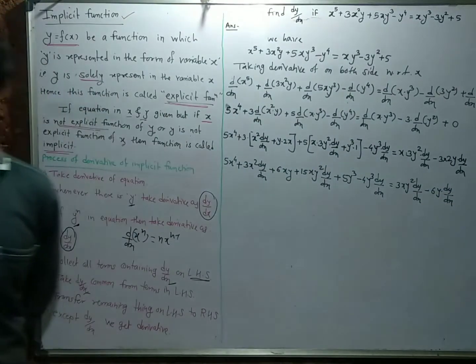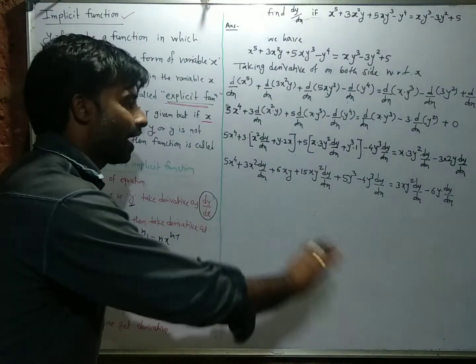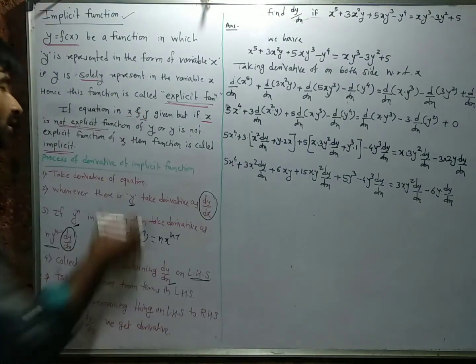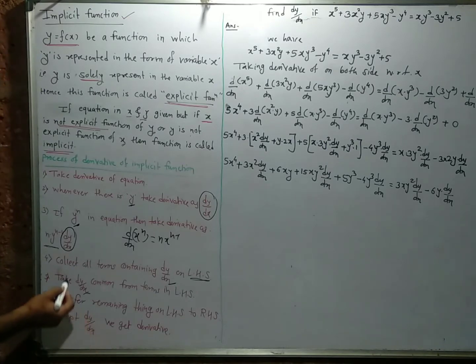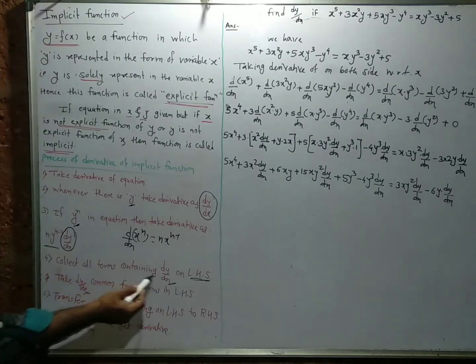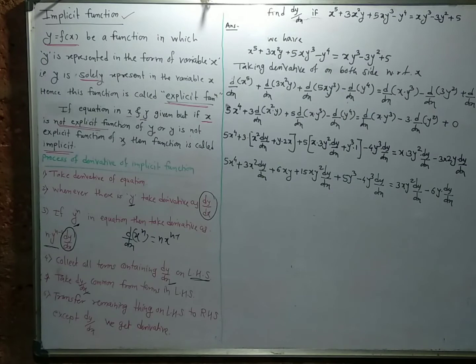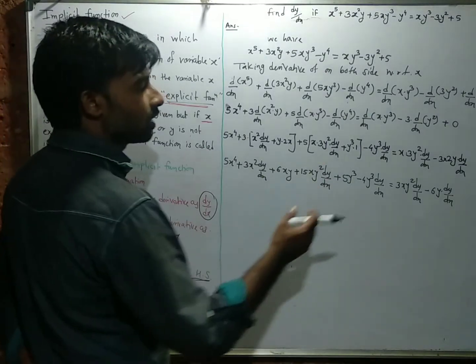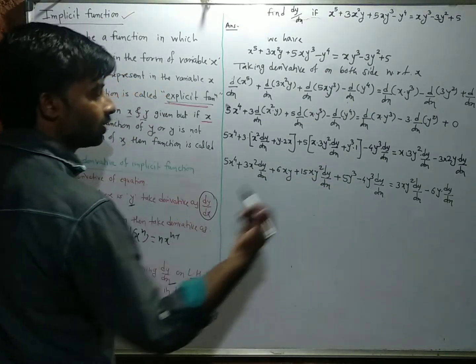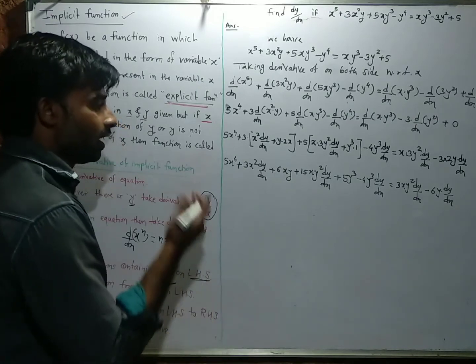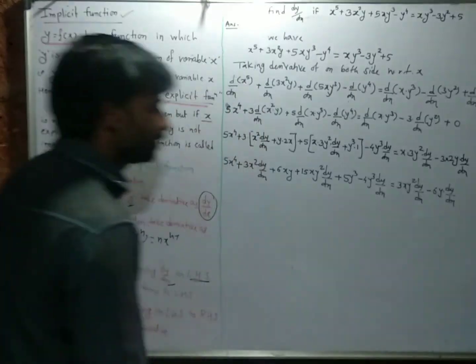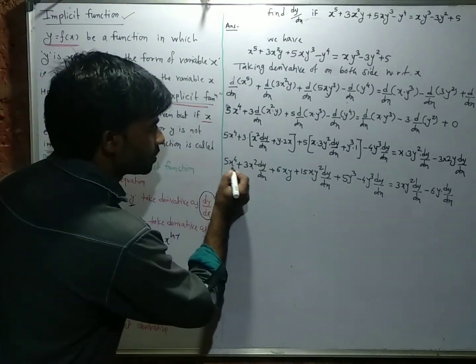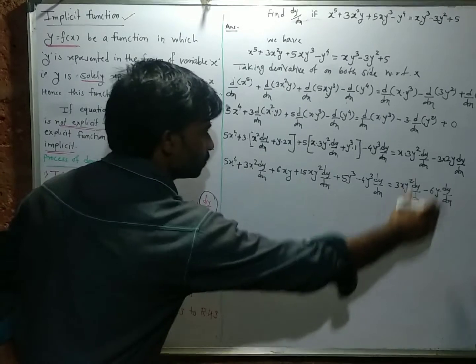That means we have to take the derivative of each term as we would for a normal equation, that means an explicit function. Then the next step is to collect the terms containing dy by dx on the LHS. Those terms which contain dy by dx are transferred to the left hand side, and those terms which do not contain dy by dx are transferred to the right hand side, and therefore this term does not contain dy by dx, so it is transferred to the right hand side.